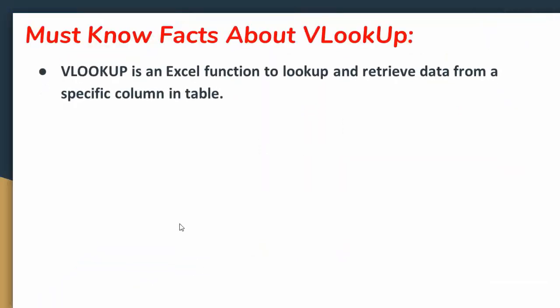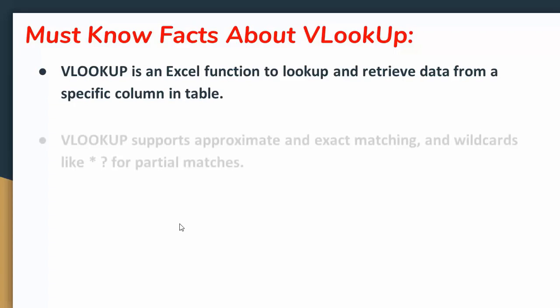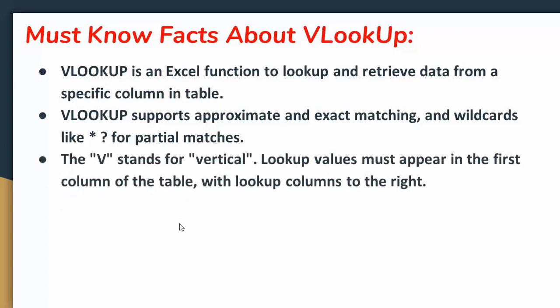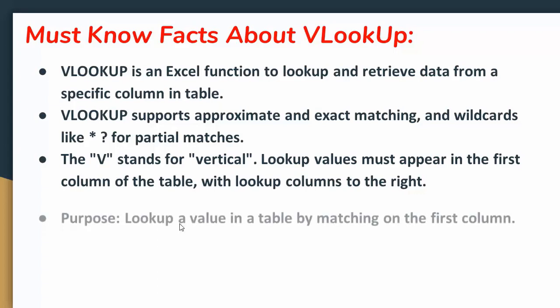So first one is, what is a VLOOKUP? Through this point you will be clear that VLOOKUP is an Excel function to look up and retrieve data from a specific column in a table. Second, VLOOKUP supports approximate and exact matching and wildcards like asterisk and question mark for partial matches. The V stands for vertical, and lookup values must appear in the first column of the table, with the lookup column to the right.